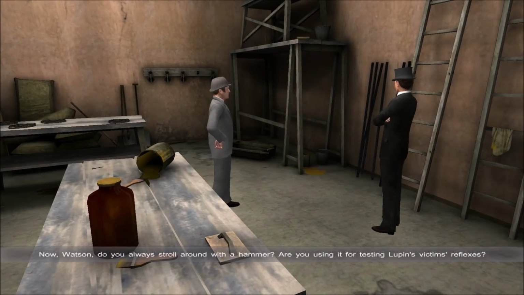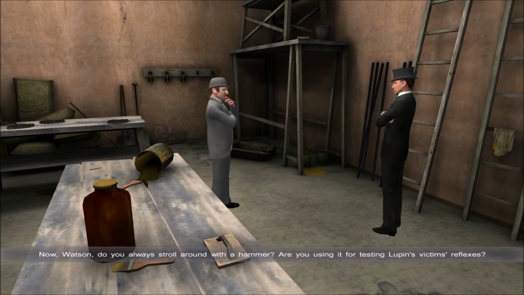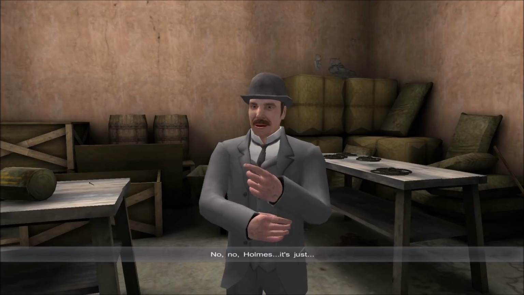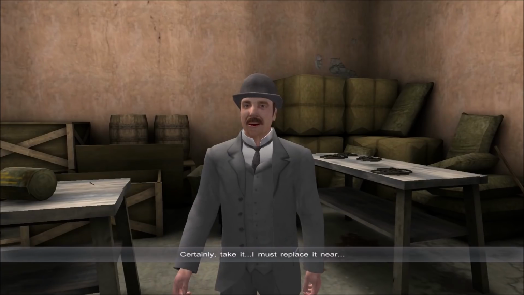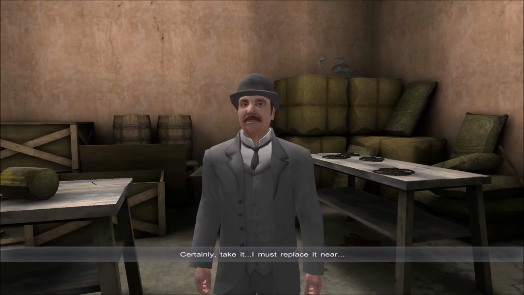Watson, do you always stroll around with a hammer? Are you using it for testing Lupin's victims' reflexes? No, no, Holmes. It's just... I do believe I could use that tool. Certainly, take it. I must replace it near... Later, Watson.